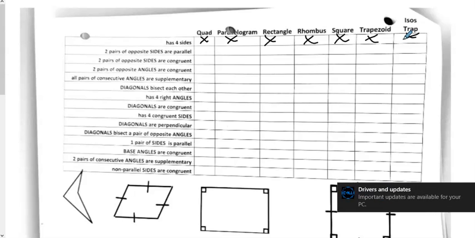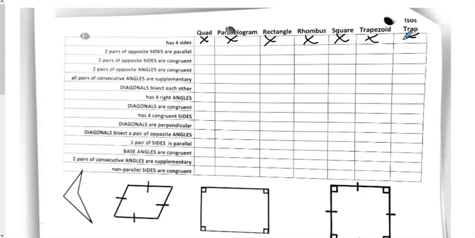Okay? Now, two pairs of opposite sides are parallel. Well, a parallelogram, that's the definition of a parallelogram. All right? And then a rectangle, rhombus, and square all have opposite parallel sides. Two pairs of opposite sides are congruent. That's going to be these four right here.